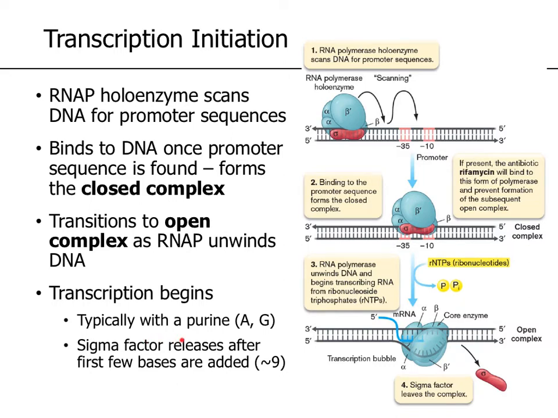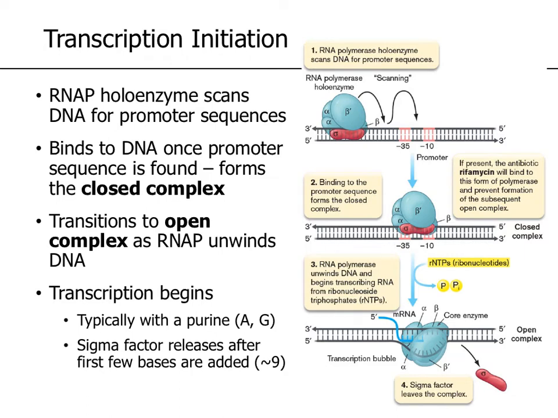As transcription gets going, after about 9 bases or so, the sigma factor will release, and it can go on and bind to another RNA polymerase and be used to find another transcription start site.